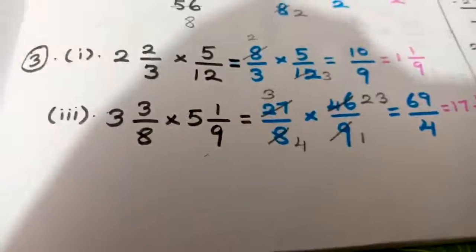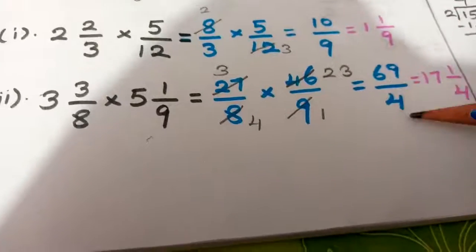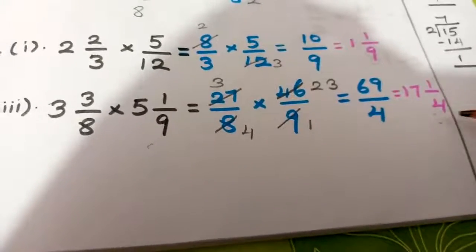Cancel the values, students. After cancelling, you will be getting the value as 69 by 4, or you can write this in mixed fraction.